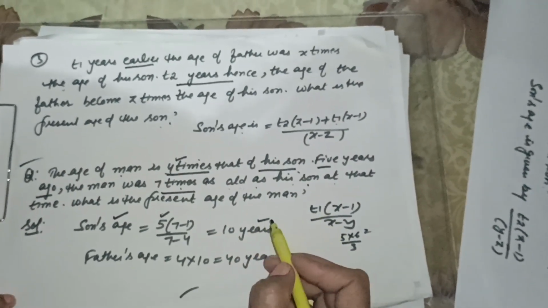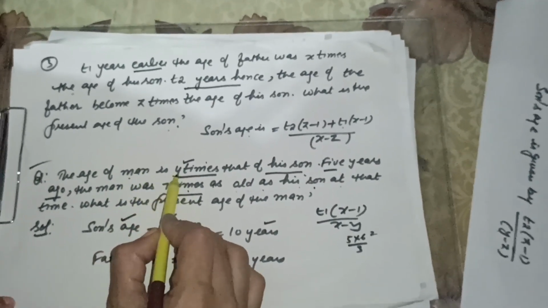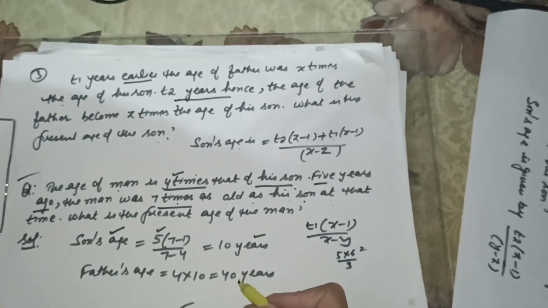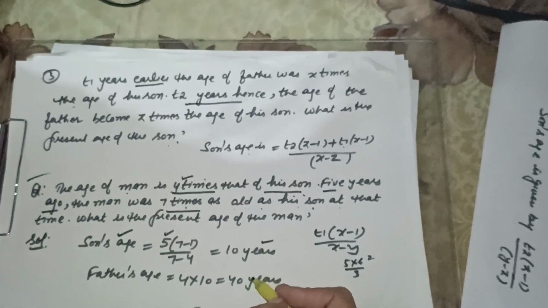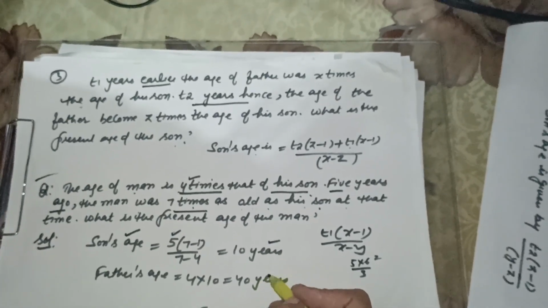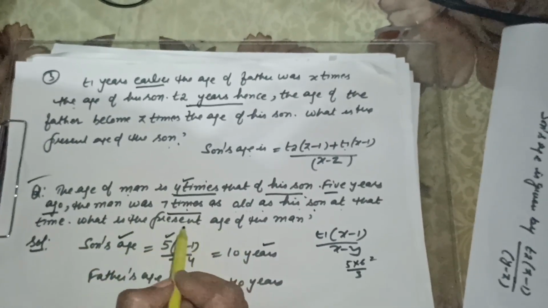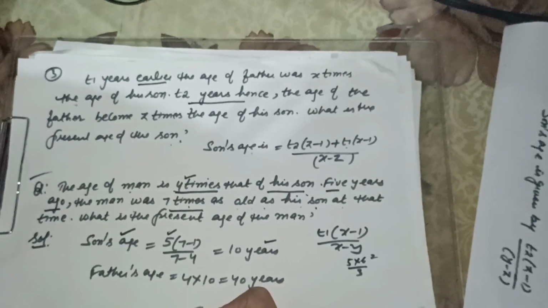If we have to find the age of the father, or the age of the man, that is 4 times. So simply we have to multiply 10 into 4. This will be 40. Otherwise we can solve this by linear equations, but that is the longest process. This is the simplest process. By just applying these three formulas, we can get the answers in very short time.